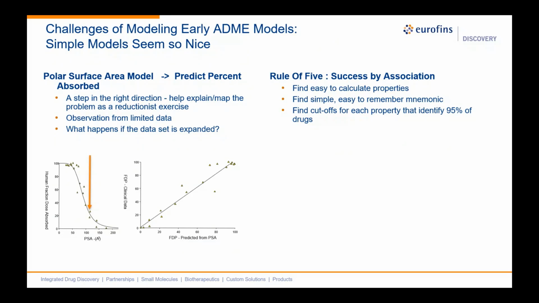Early models of ADME properties seemed so nice. They were simple. Two examples here. First is polar surface area, which is a simple calculation of the polar surface area of a compound to predict percent absorption. It's a step in the right direction because you help explain a problem as a reductionist exercise.